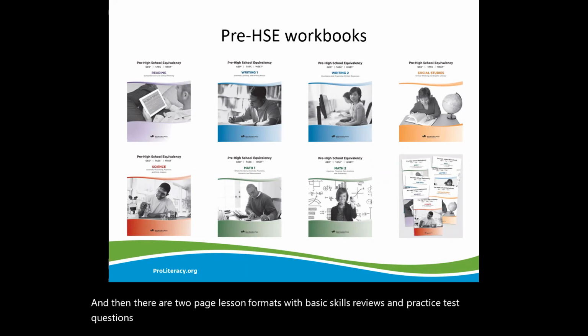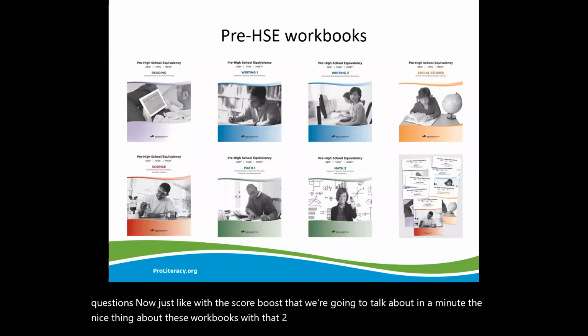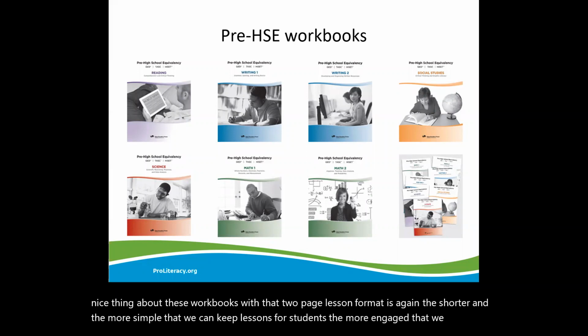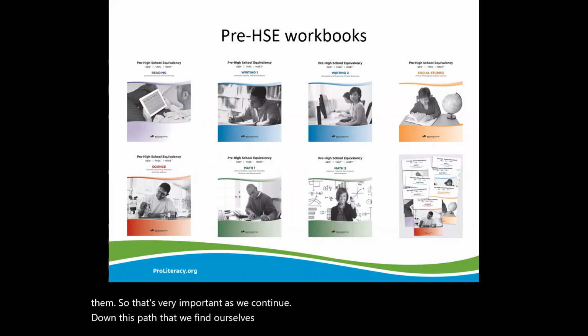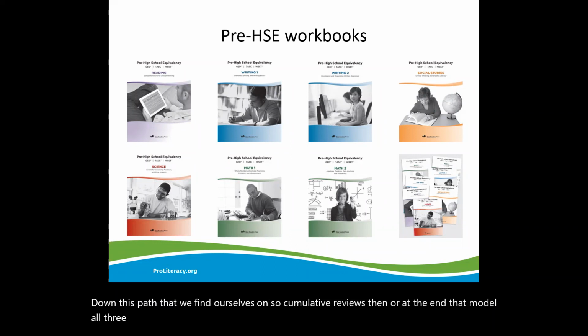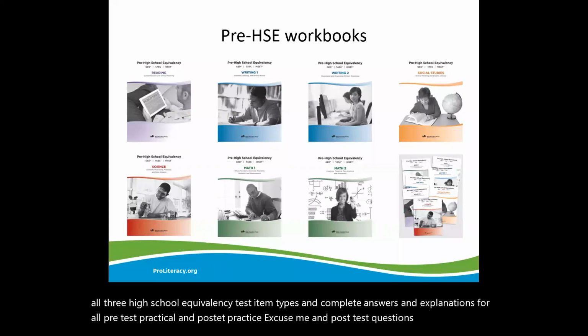Now, just like with the Score Boost that we're going to talk about in a minute, the nice thing about these workbooks with that 2-page lesson format is, again, the shorter and the more simple that we can keep lessons for students, the more engaged that we can keep them. So that's very important as we continue down this path that we find ourselves on. Cumulative reviews then are at the end that model all 3 high school equivalency test item types, and complete answers and explanations for all pretest, practice, and post-test questions are present as well.